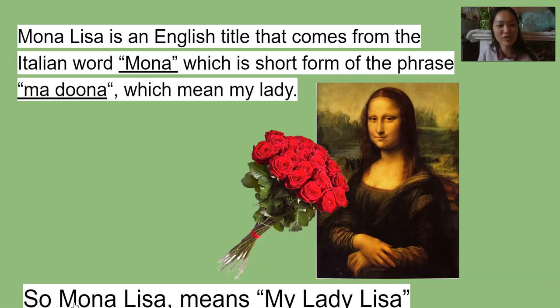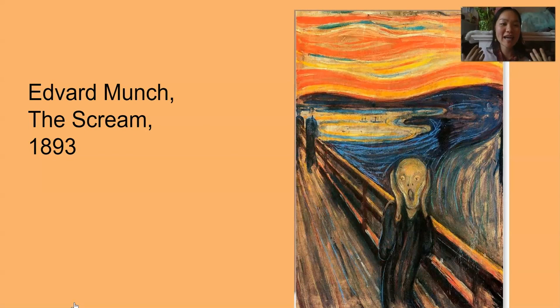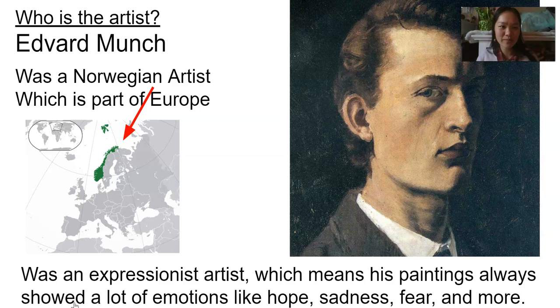All right, so that's a short little history lesson about Mona Lisa and how it got its name and why it was painted. Now we're going to be looking at Edvard Munch, The Scream, made in 1893. All right, and so this was made by artist Edvard Munch. He was a Norwegian artist, which is part of Europe. All right, so right above Europe, and he was an expressionist artist, which means all of his paintings showed a lot of expression and hope and sadness and fear and many more emotions.